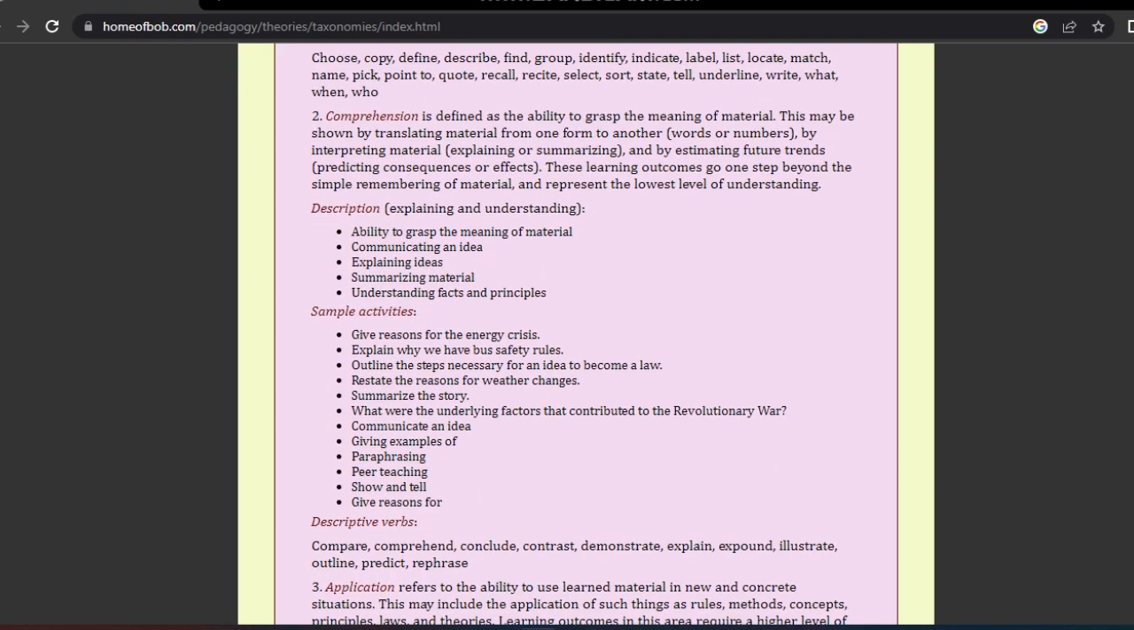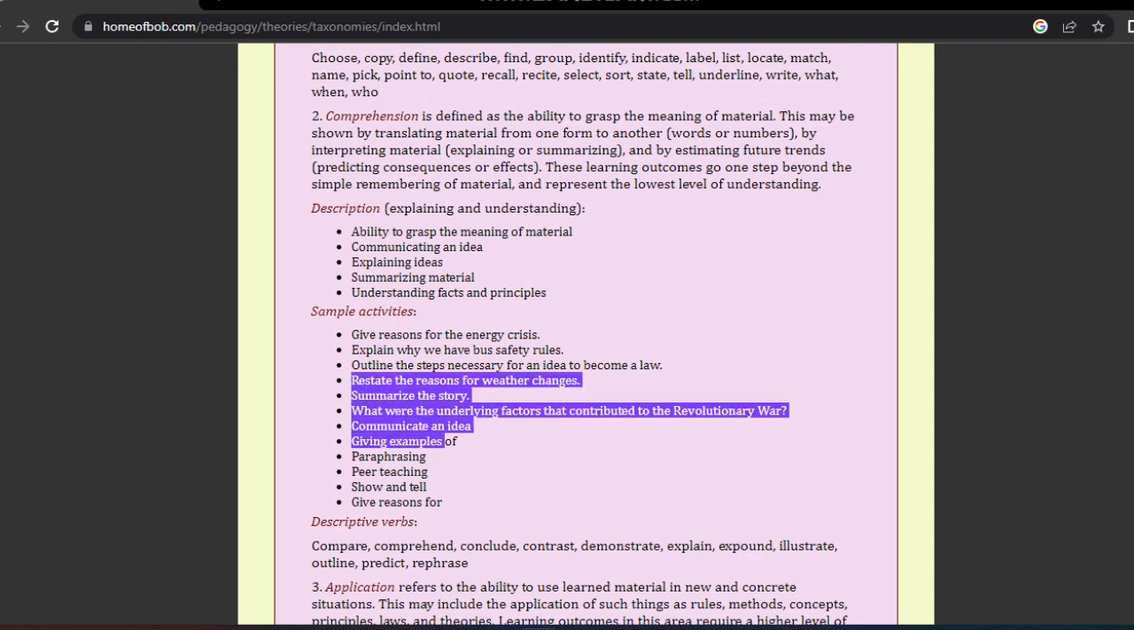And what comes in the comprehension? Sample activities: give reasons for the energy crisis, explain why we have biosafety rules, outline the steps necessary for an idea to become a law. And here you can see, summarize the theory. What are the underlying factors that contributed to the Revolutionary War? Communicating an idea, give examples, paraphrasing, peer teaching, show and tell, give reasons for.